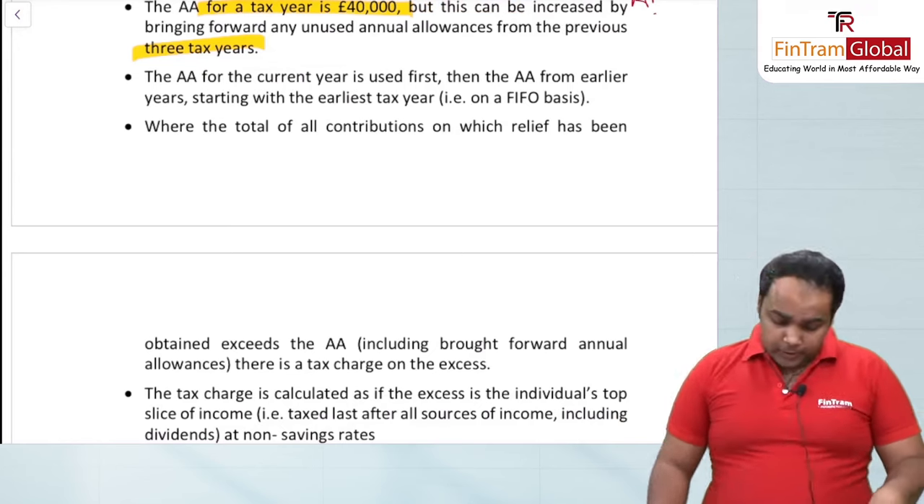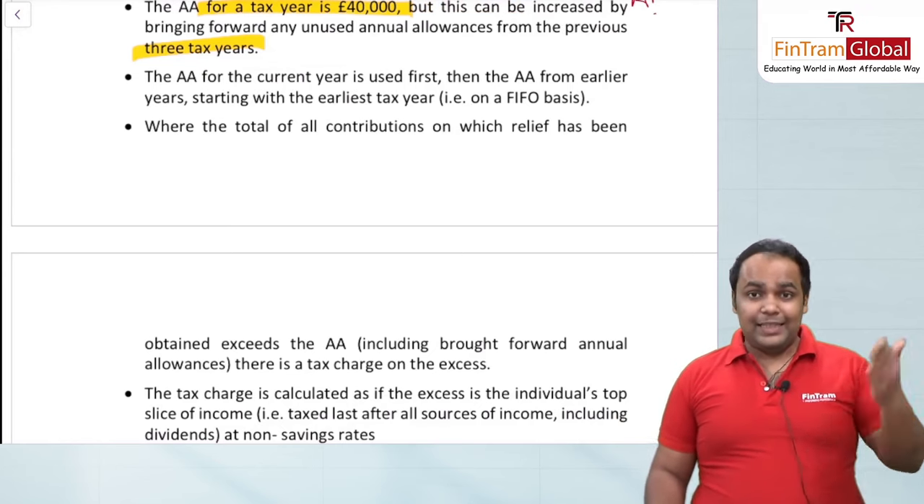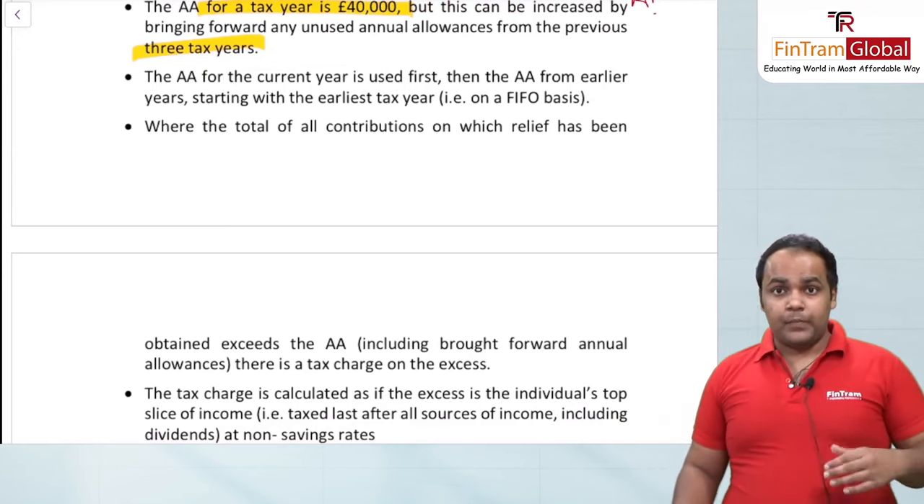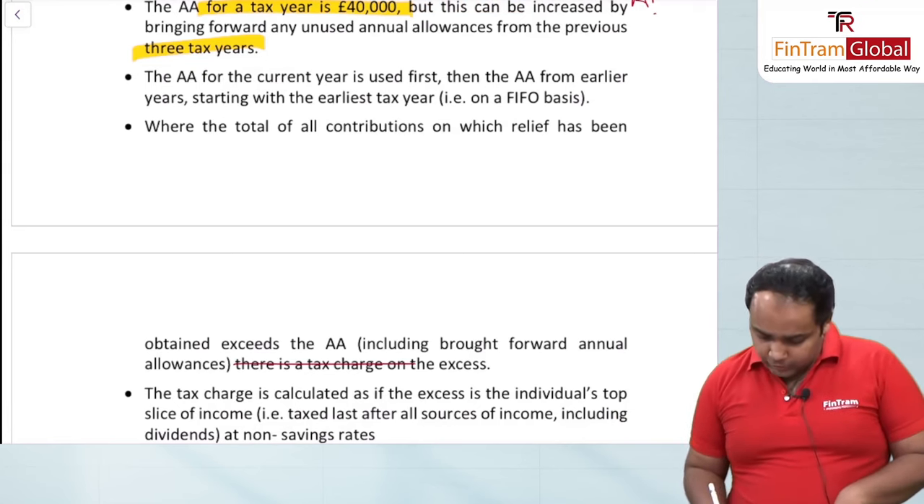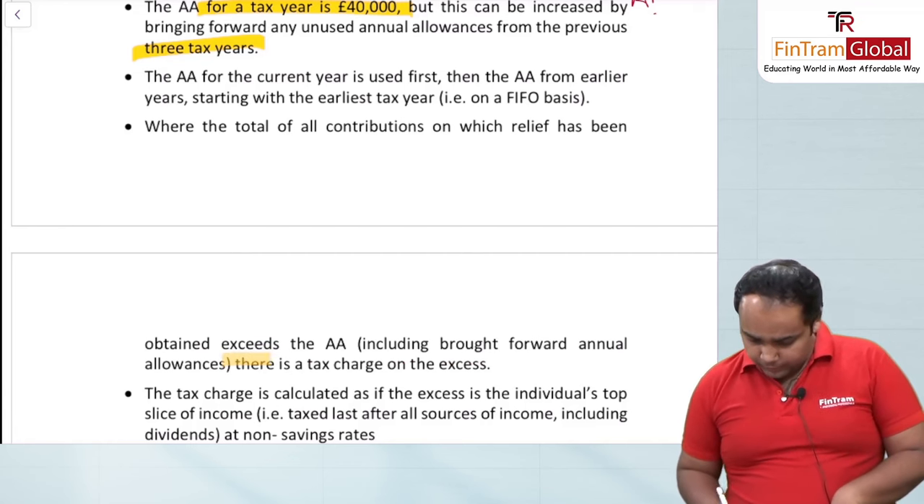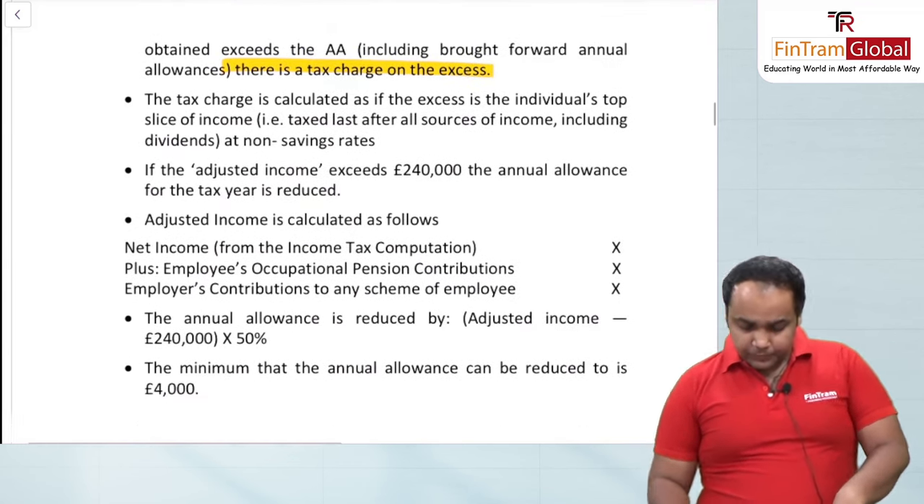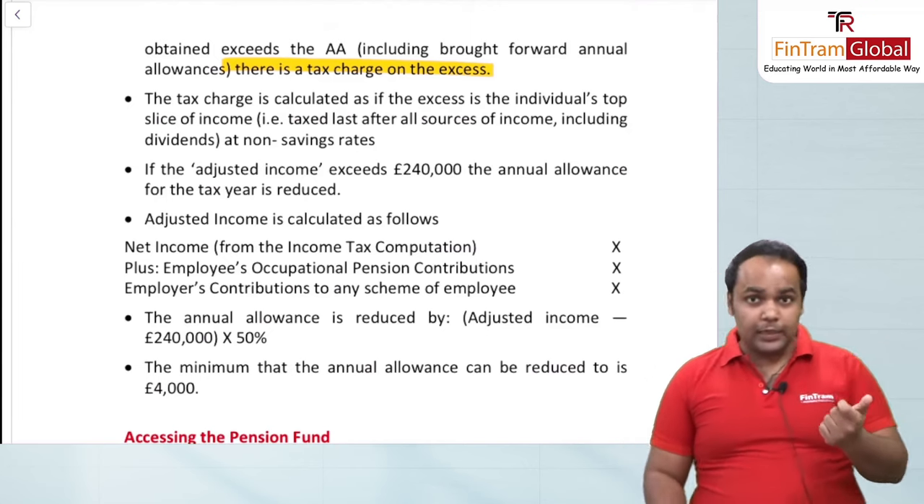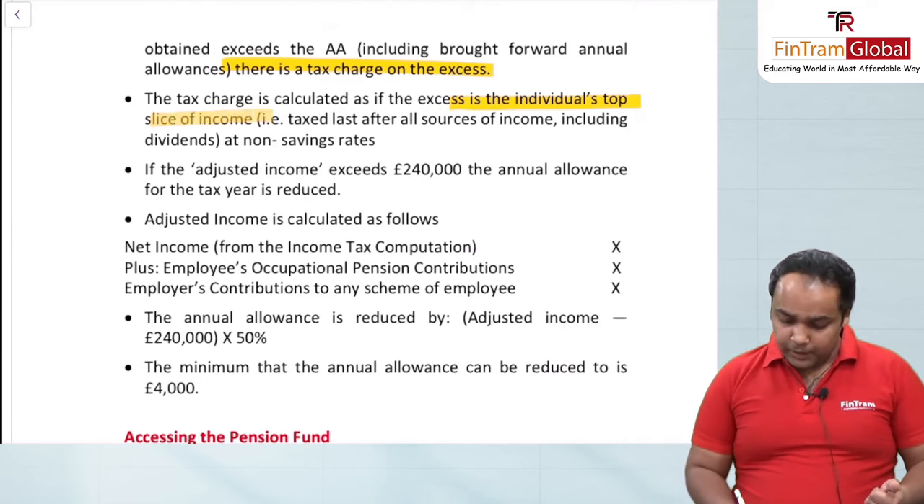So remember, guys, when the total of all pension contributions exceeds the annual allowance, there is a tax charge on the excess. We learned how to apply this with the example. And the tax charge is calculated again as the top slice of income at non-savings rates.